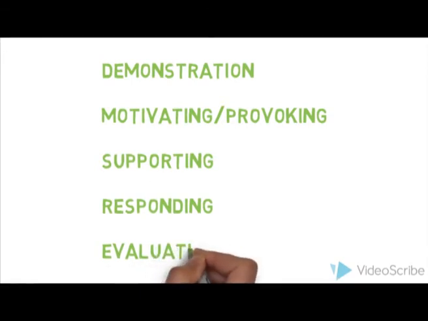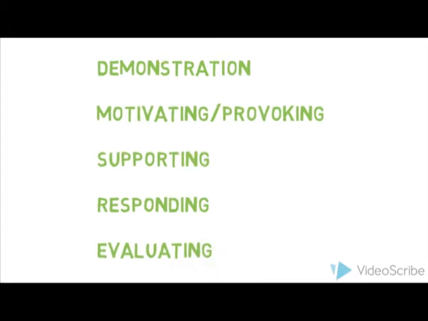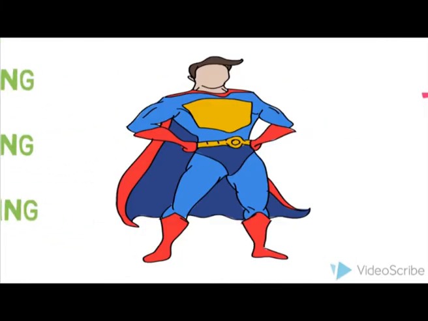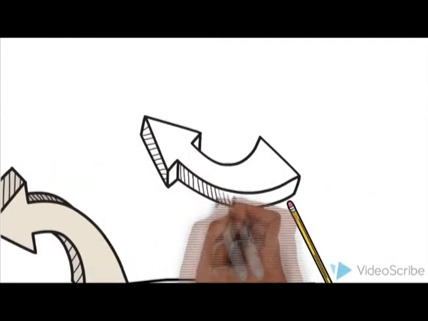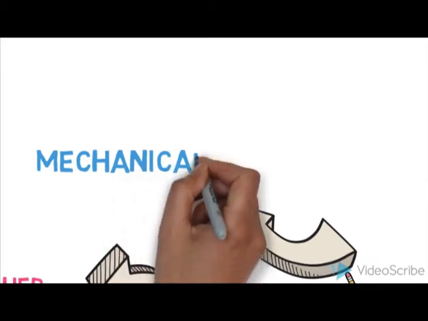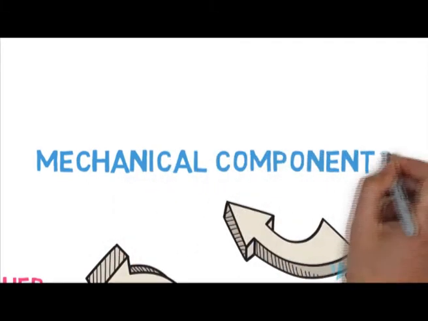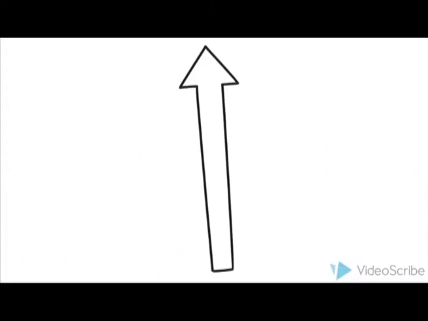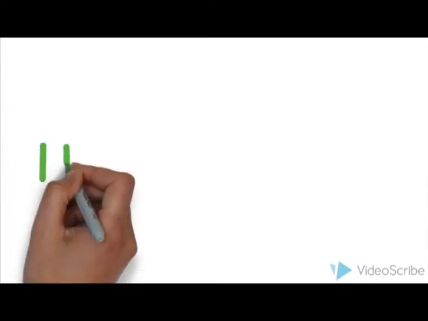The last task is evaluating. To know what standard we have reached. Indicate where the students wrote well and made mistakes, and ask them to correct. Now, let's discuss the mechanical components of writing.